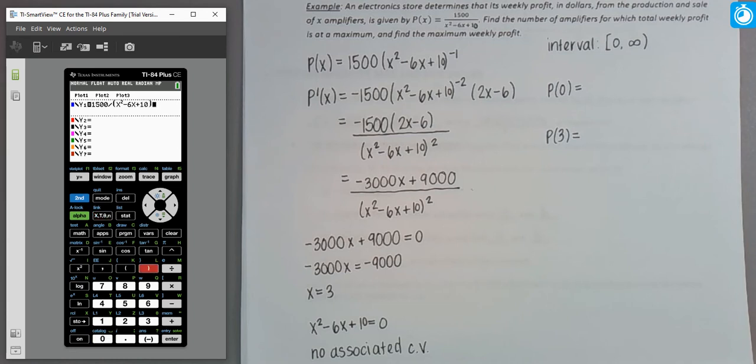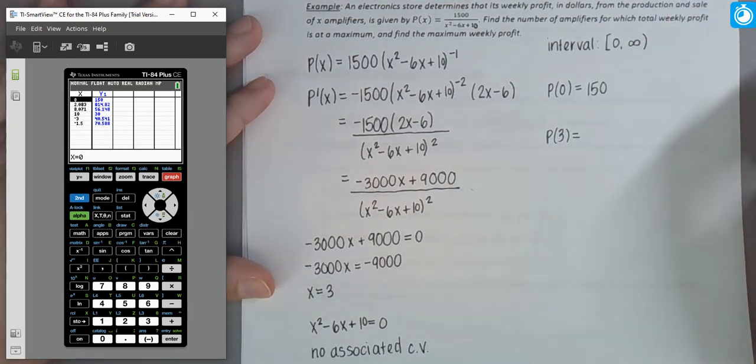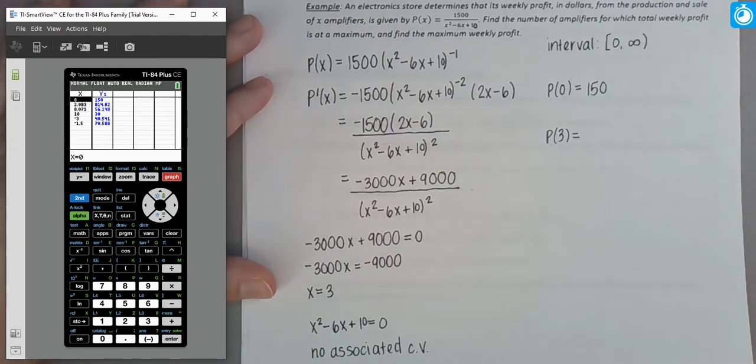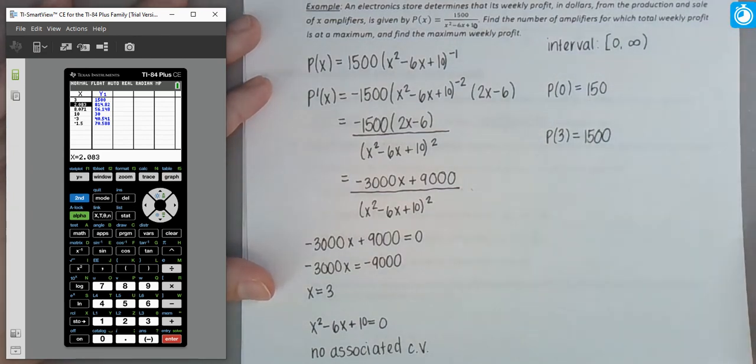There we go. Okay, so let's go back into the table. Now, we already have 0 typed in. 0 is associated with a y value of 150. So P of 0 is going to be 150, okay? P of 3, what happens if we enter in a 3? Well, P of 3 is going to be 1500.